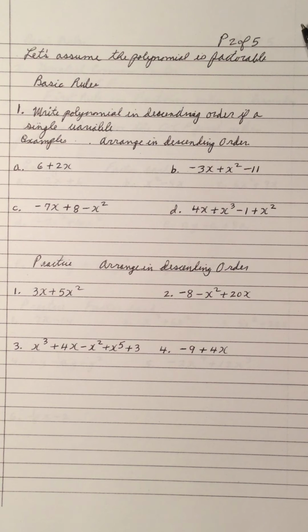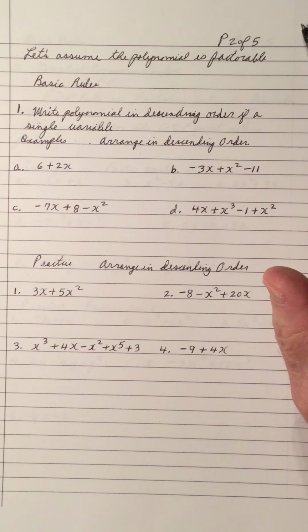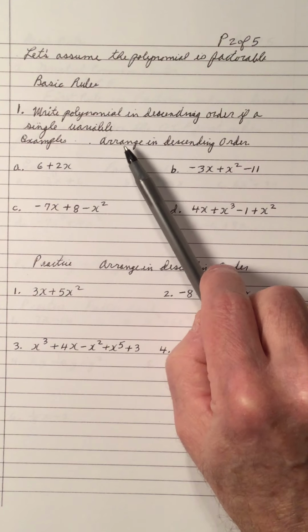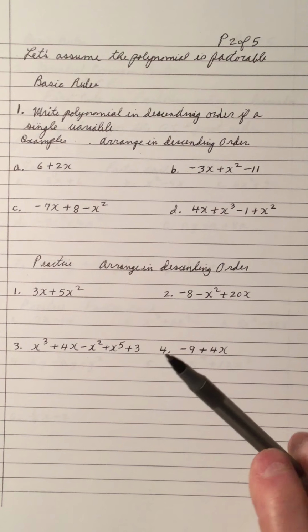I only write them this way if there's a single variable, because if there's a double variable, x and y or a and b, then you can do it, but not too often until you get up into high calculus and higher grades. Arrange in descending order is number one rule. Arrange the polynomial in descending order.